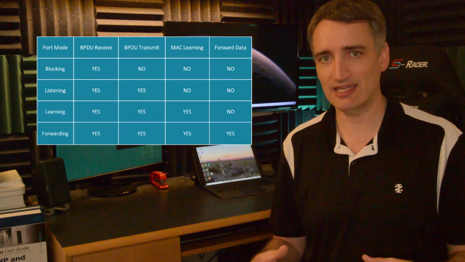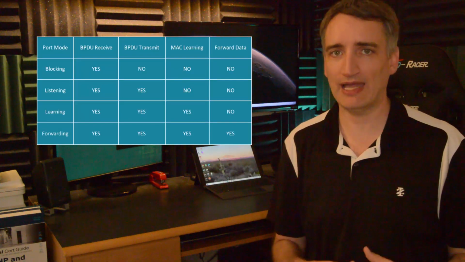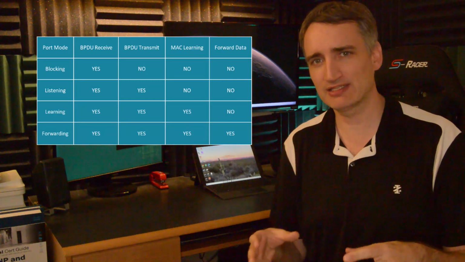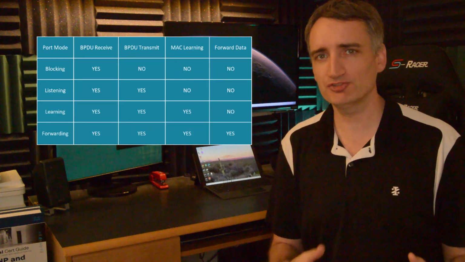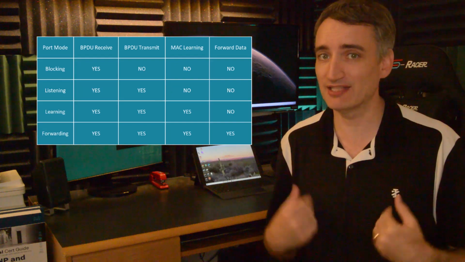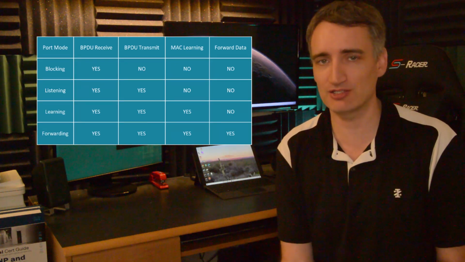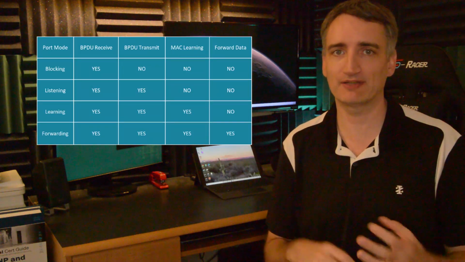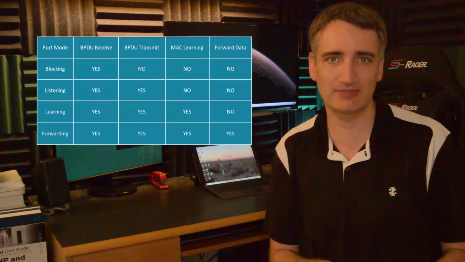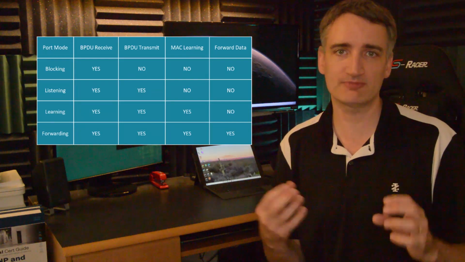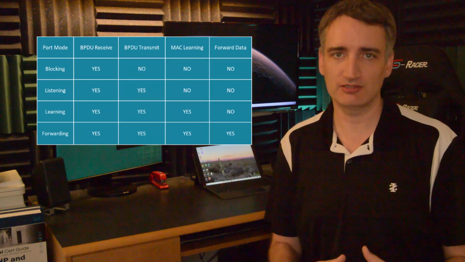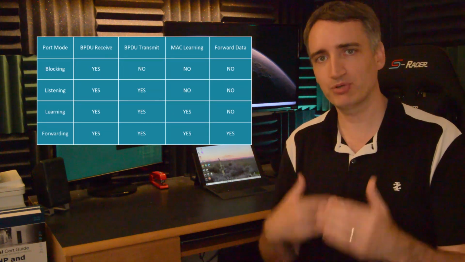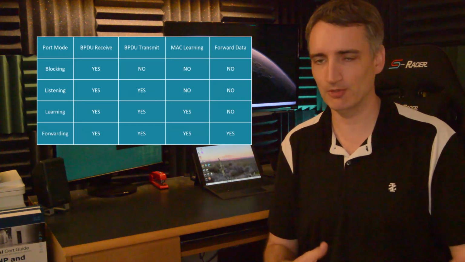Now in the learning state, it will actually not only be handling the BPDU traffic, but it will also be watching incoming data traffic. It's not sending data traffic out, it's not forwarding data traffic in the learning state, but it is learning from the traffic. It's looking at the MAC addresses coming in and making adjustments to its MAC address table and setting up the process to go to the next level.